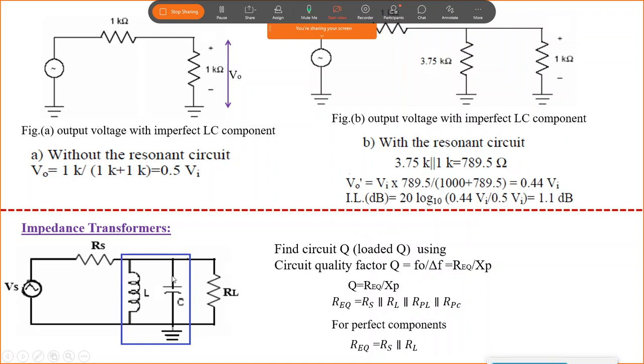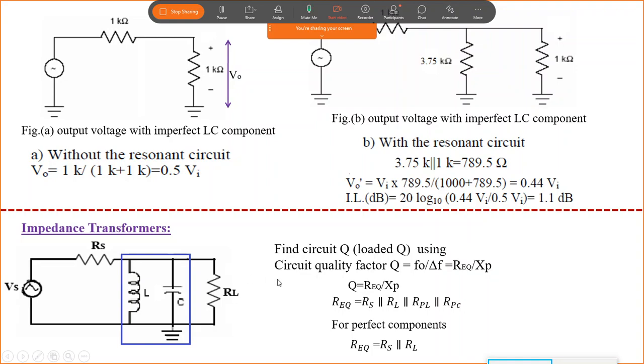Okay, so the next topic is impedance transformers. Why are we using impedance transformers in the resonator circuits? Transformers means it will change something. It will transform something in the circuit. So what is needed, and why it is needed, we will see now. What is meant by impedance transformers?